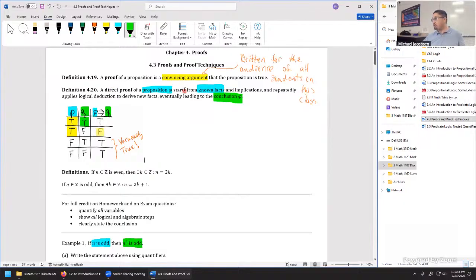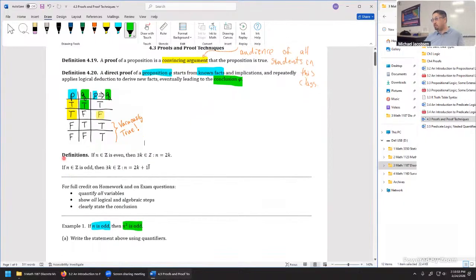When it says we have to start from known facts, here's our known facts. We previewed this when we were in section 3.3. If n is even, all that means is there exists an integer k such that n is double k. And if n is odd, there exists an integer k such that n is twice k, that's even, but then add 1 and you automatically flipped it to an odd number. Using these two basic tools right here, we can prove some interesting statements.